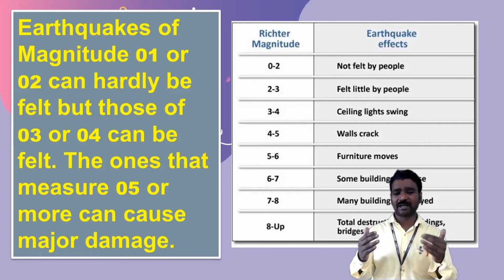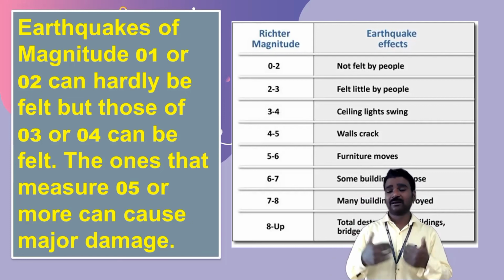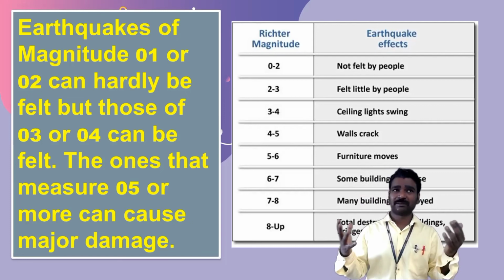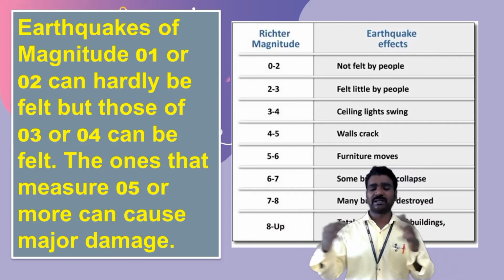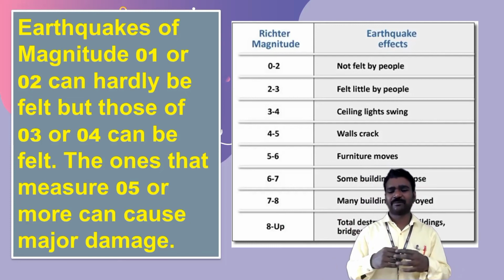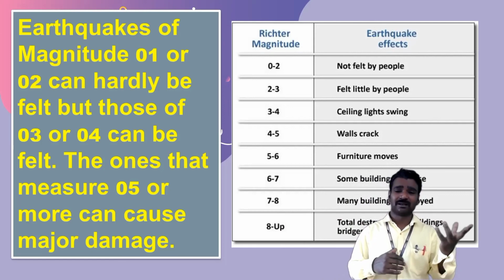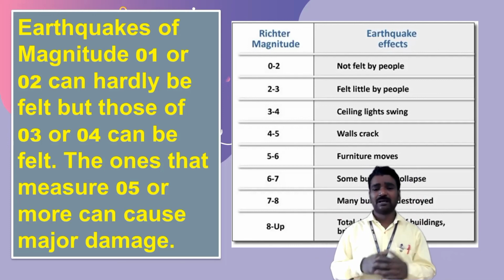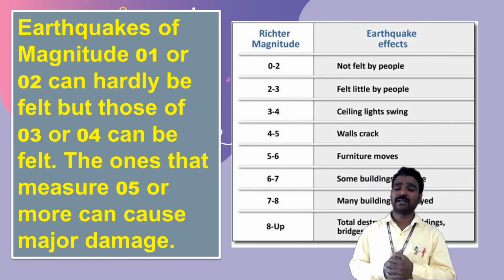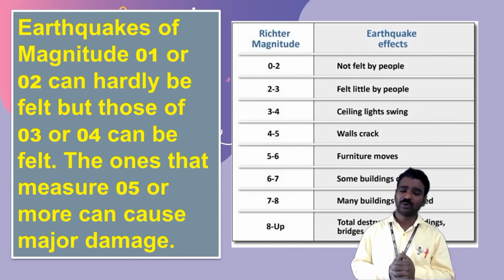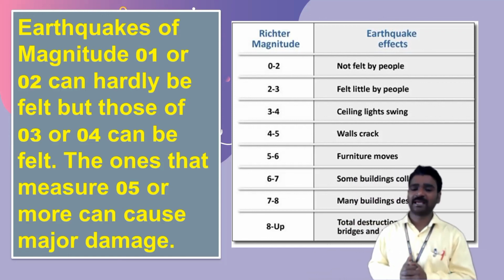So earthquakes of magnitude 1 and 2 cannot be felt, we may not feel them. With 2 and 3, some people may feel it, there will be some shaking. If the books are there in the bookshelf or some utensils are there in the cupboard, they may shake, they may vibrate. Earthquakes of 3 and 4 will be felt. The ceiling fans and other things may swing. The earthquakes of 4 to 5 magnitude, from here these kinds of earthquakes can start causing harm to us. The walls will crack, sometimes the old buildings will collapse, and all those things can happen.